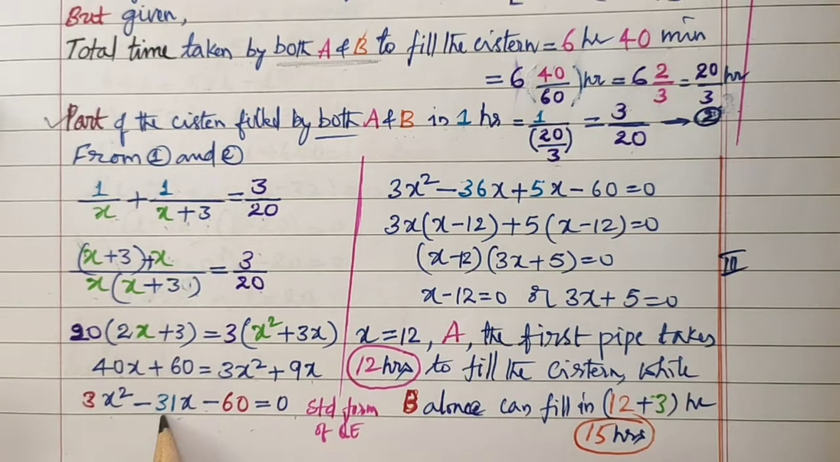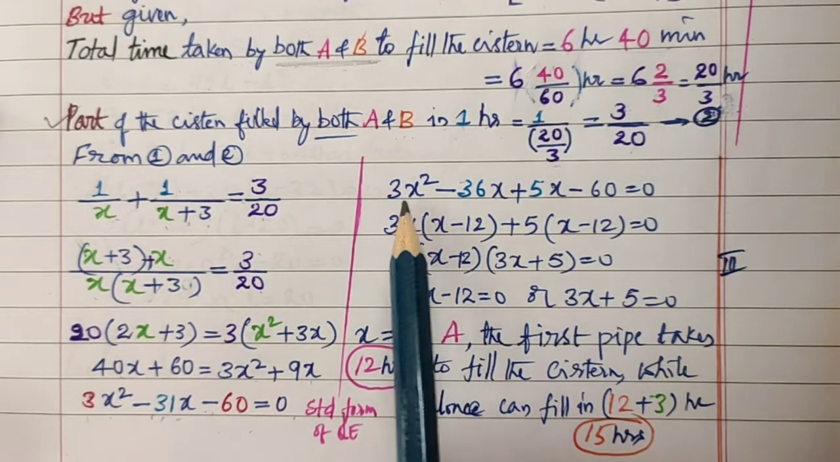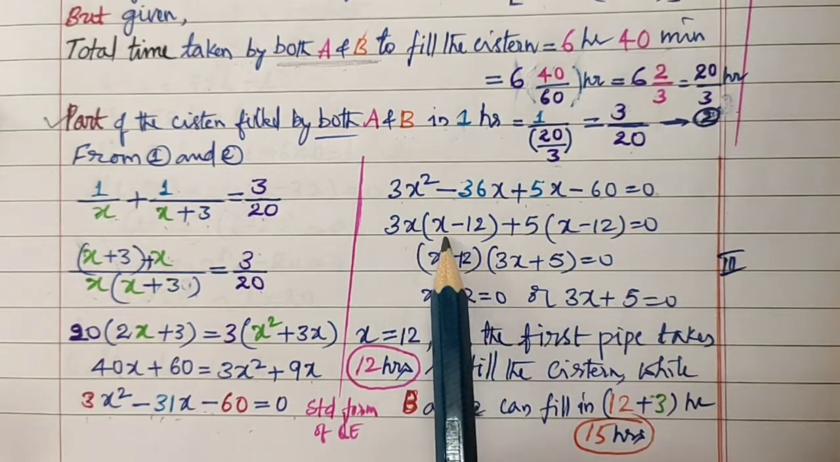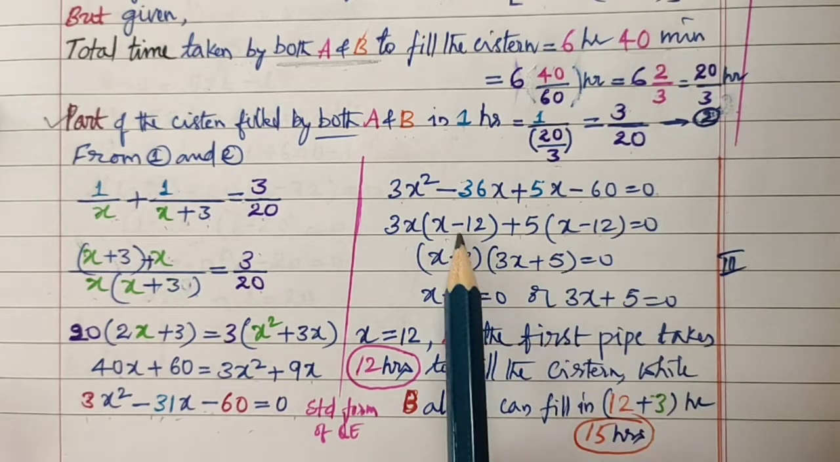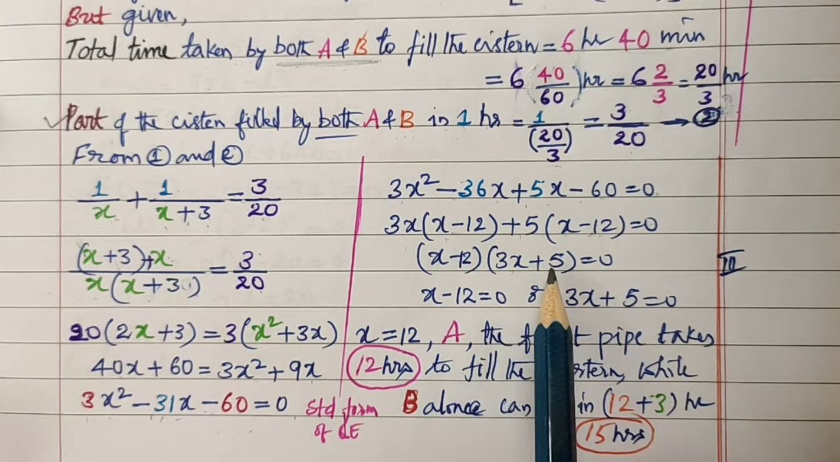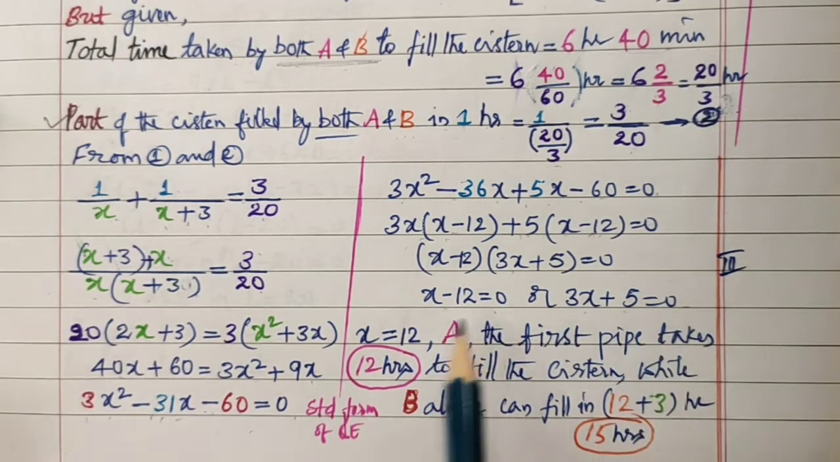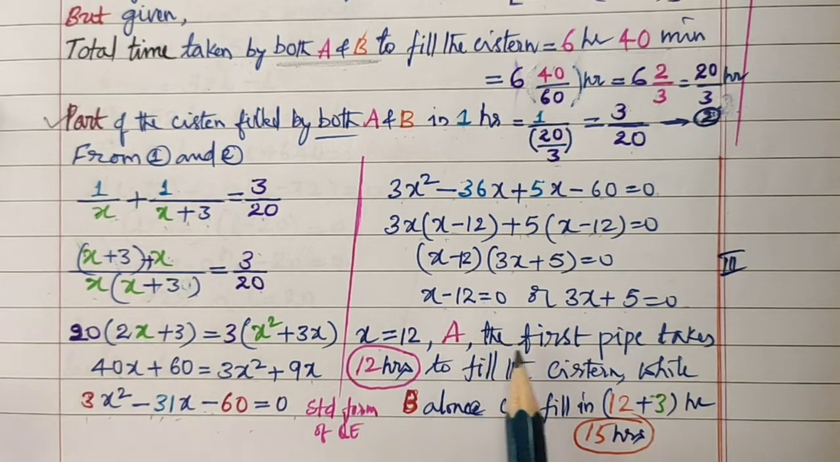Then split this into two parts in such a way that when you add those two you get minus 31, and when you multiply, you should get minus 60 into 3, that is minus 180. That will give 3x squared minus 36x plus 5x minus 60 is equal to 0. Take out 3x as common: 3x into x minus 12 plus 5 into x minus 12 is equal to 0. Take out x minus 12 as common: x minus 12 into 3x plus 5 is equal to 0. x minus 12 is equal to 0, or 3x plus 5 is equal to 0. Therefore, x is equal to 12. A, the first pipe, takes 12 hours to fill the cistern, while B will take x plus 3. B alone can fill in 12 plus 3, that is in 15 hours.